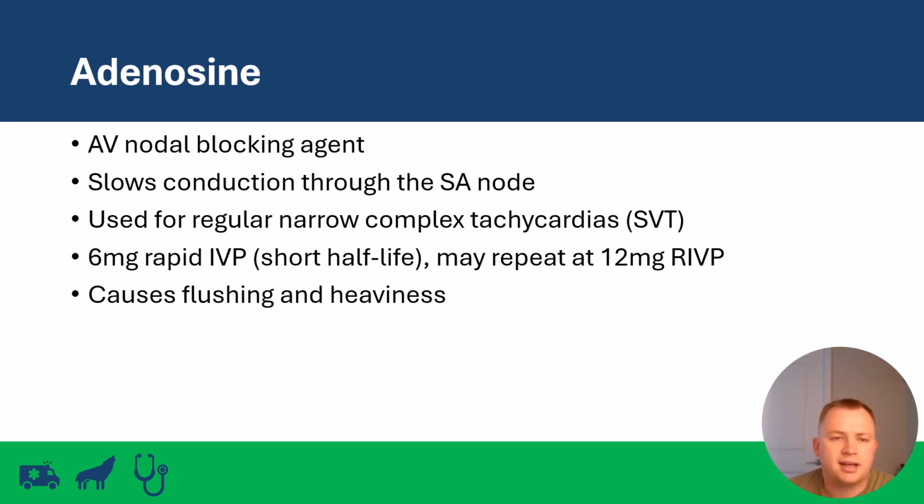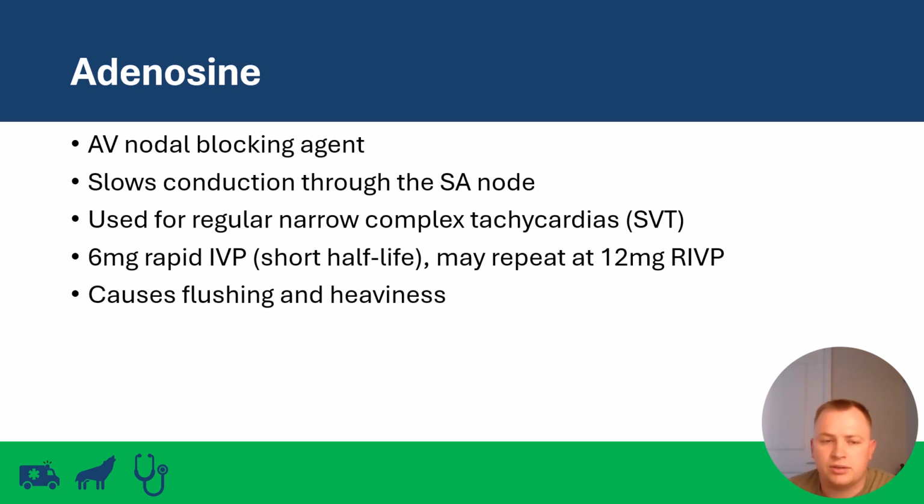First med that we got is adenosine. I believe sometimes you may see the trade name Adenocard. So adenosine is an AV nodal blocking agent. It slows conduction through the AV node. The time you're going to use adenosine is for those rapid narrow complex tachycardias, mainly SVT. So you get a patient who's got a rapid heart rate, you look on your EKG, their QRS is narrow and regular, some type of SVT. Adenosine can slow it down.